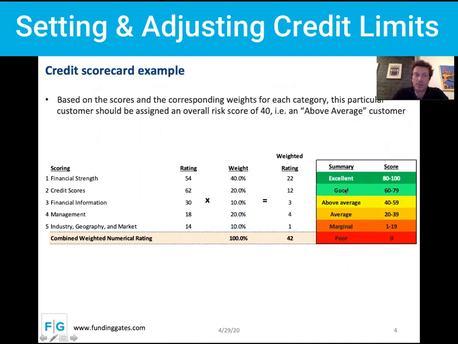An example might be that you've assigned 54 points to the financial strength of the company. You've assigned it a weight of 40% for that overall category, and therefore there's a weighted rating of 22 points. Then you do this for every category as seen over here, and you sum up all the points. That comes out to a score of 42, which falls in the above average risk bucket.